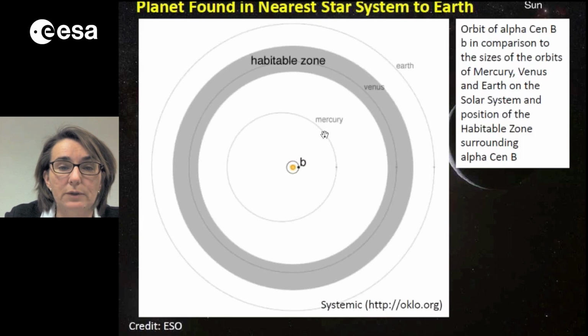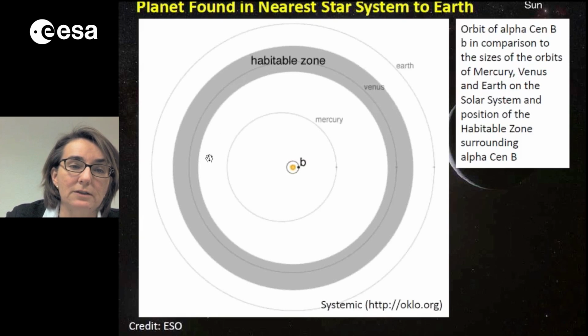For comparison, our solar system: Mercury, Venus, Earth. The gray shaded region gives the habitable zone for Alpha Centauri b. It's closer to the star than in our case, so Venus in this case would be in the habitable zone of the star, but the detected planet is shown here. It's far too close to be habitable.